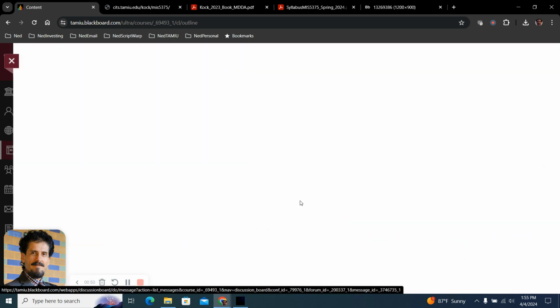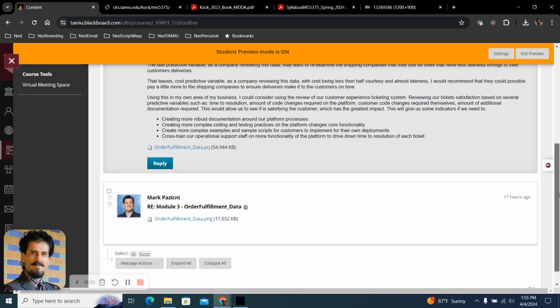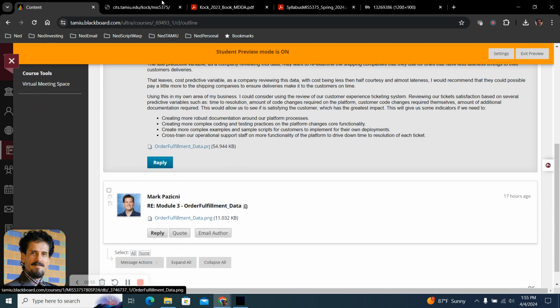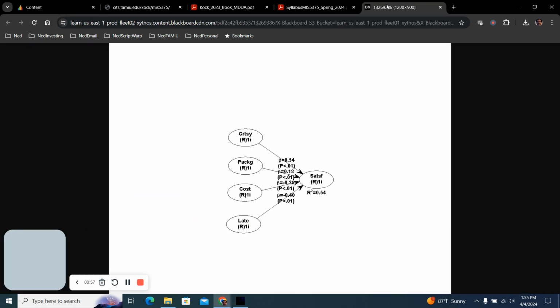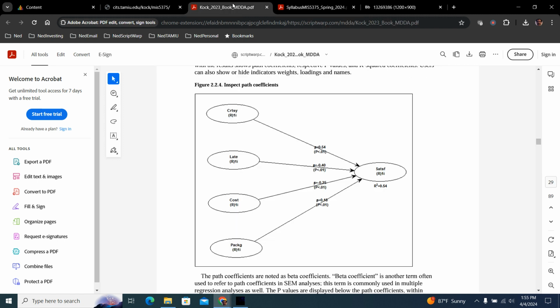So if we look at the submission by Mark, which I opened already here, this is consistent: 0.54, 0.25, 0.40, 0.18. This is consistent with what we have in the textbook, right? So the textbook has exactly those values.